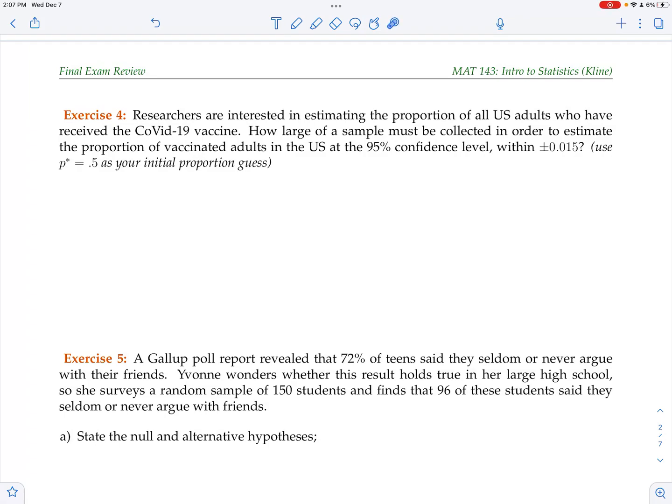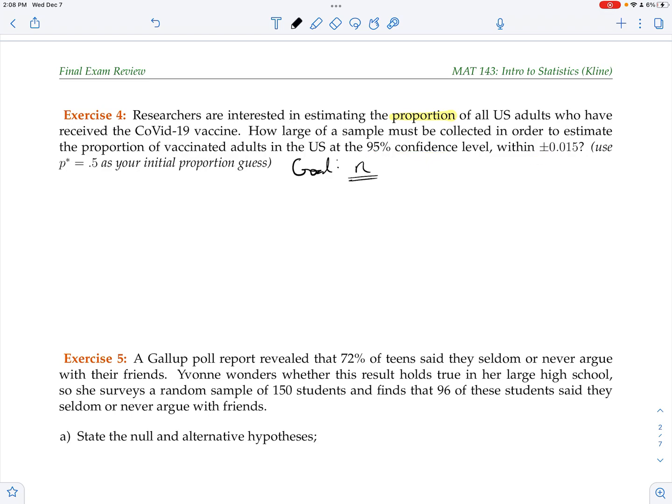Researchers are interested in estimating the proportion, that's a key word here, who received the COVID vaccine. And then the question is, how large a sample do we want to collect? So our goal here is to actually compute the sample size n. We want to estimate the proportion at the 95% confidence level within this margin of error.